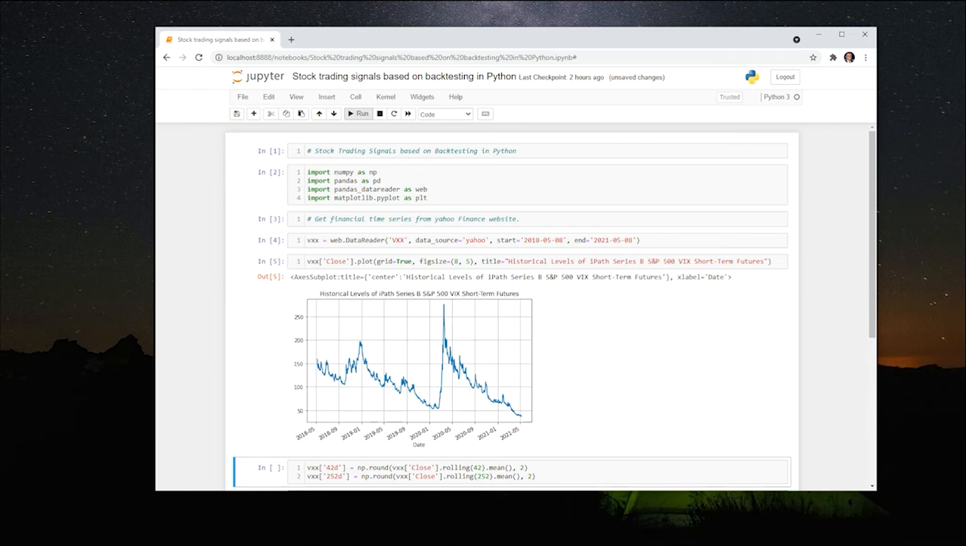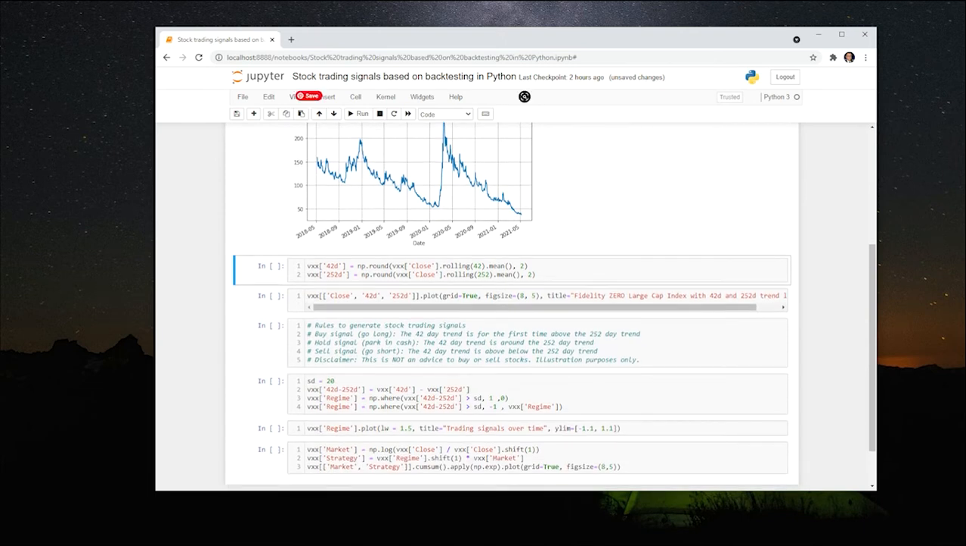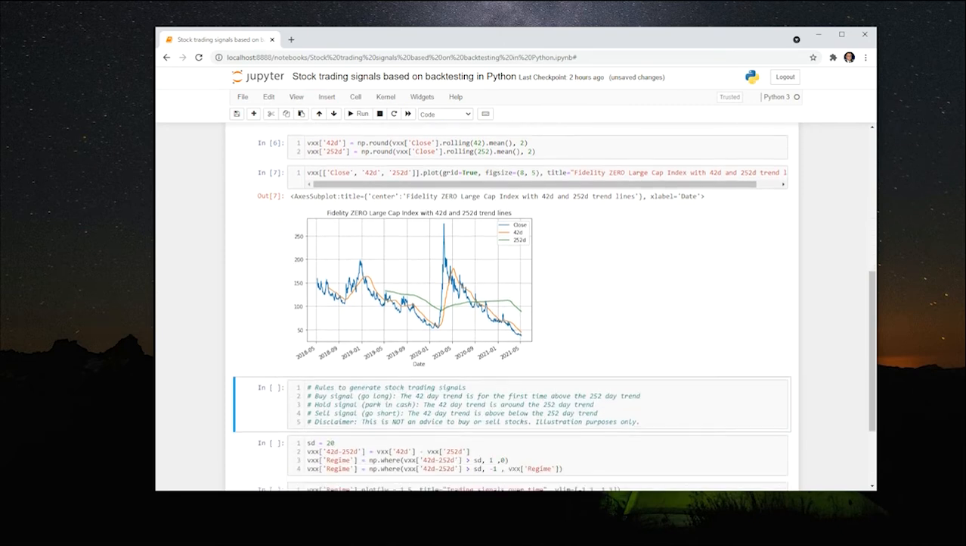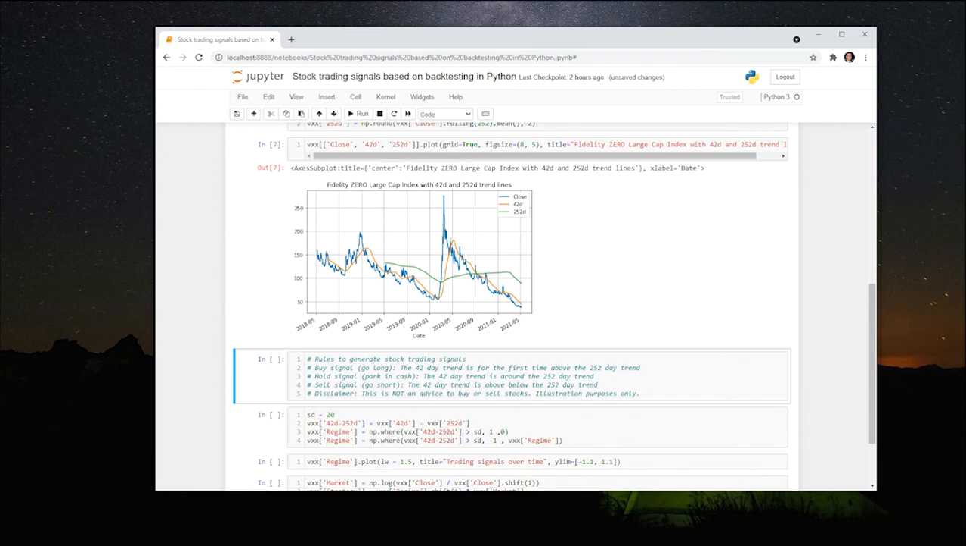The trend strategy I'd like to implement is based on 2 months, meaning 42 trading days, and on 1 year, meaning 252 trading days. We start by calculating these trends and plot the data. The plot shows directly what's happened in the past with respect to upward and downward trends.